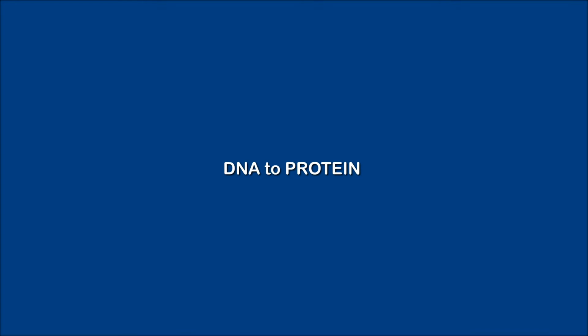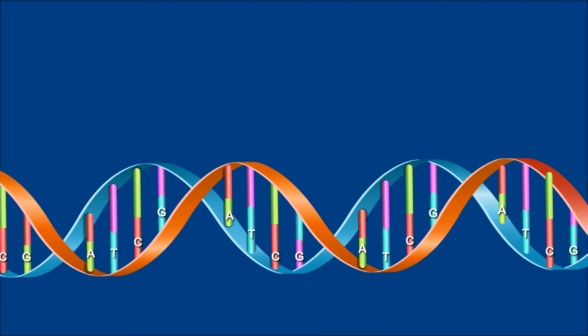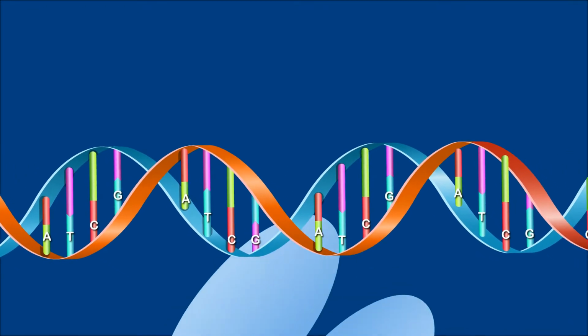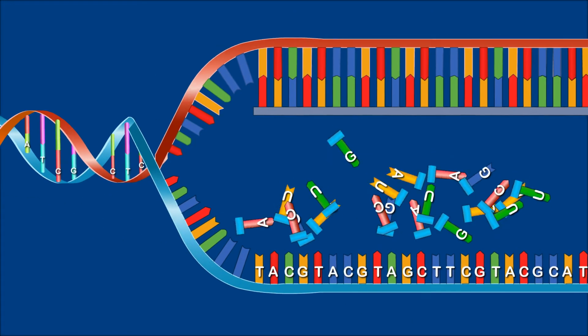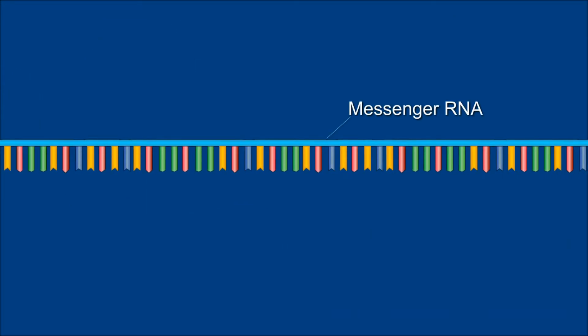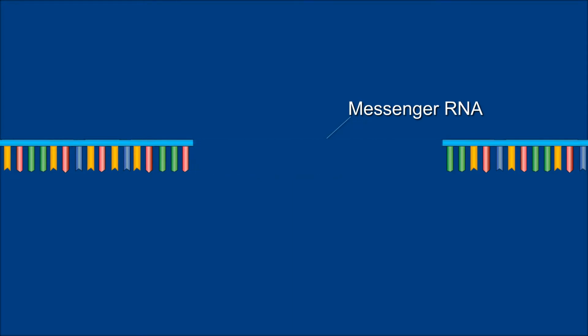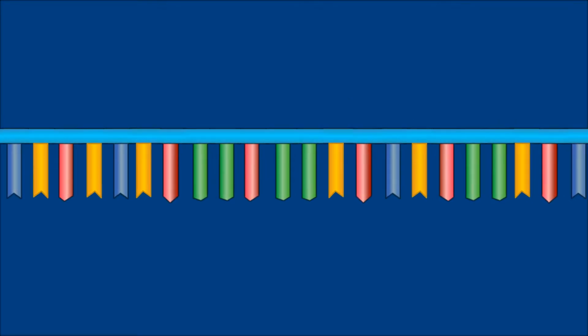DNA to protein, gene expression, the central dogma of molecular biology. When a gene is switched on, an enzyme attaches to the start of the DNA sequence. It moves along the DNA, opening the helix and at the same time making a chain of mRNA, messenger ribonucleic acid. The DNA code determines the type of bases that are added to the growing mRNA chain. This process of forming mRNA from the code of DNA is called transcription.